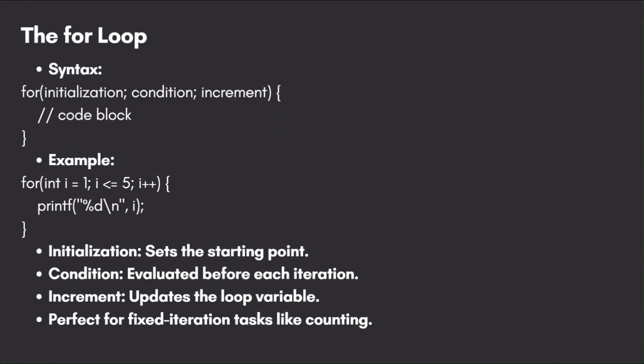The for loop. The for loop is the most commonly used loop in C, especially when the number of iterations is known ahead of time. Here is the syntax of the for loop: initialization, condition, and increment. The initialization is where the loop variable starts. Condition: as long as this is true, the loop runs. Increment or decrement: this updates the loop variable.